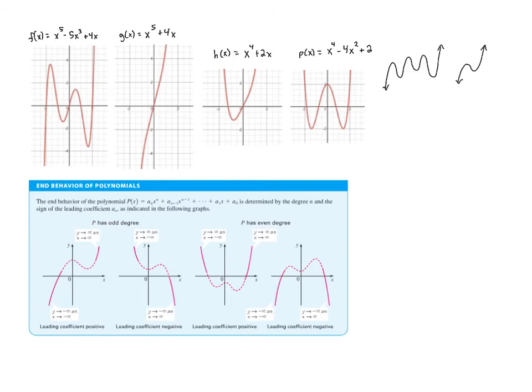Well, if the x value is getting closer and closer to infinity, that basically means we're moving to the right. And if y is getting closer and closer to infinity, that means we're moving up. So this is saying basically we're moving up as we move to the right at the end of the graph. We don't know what happens in the middle, but once it stops changing directions, we're going to be moving up as we go to the right.